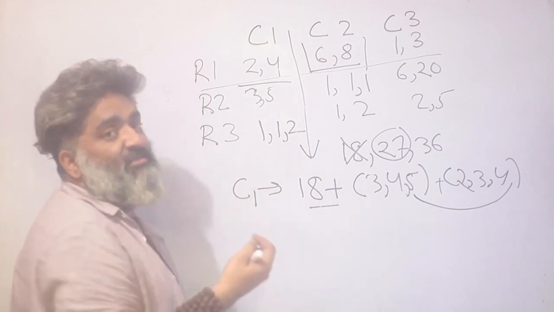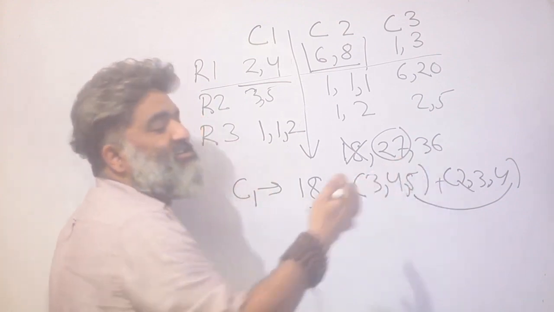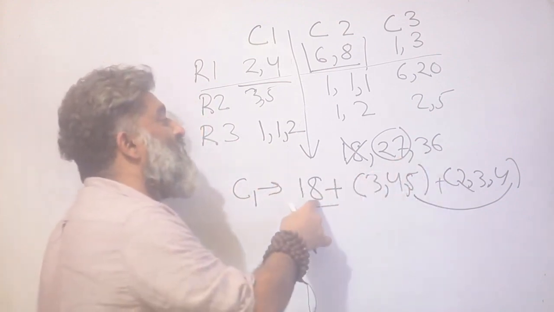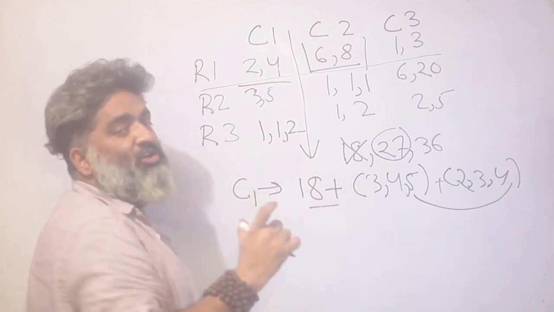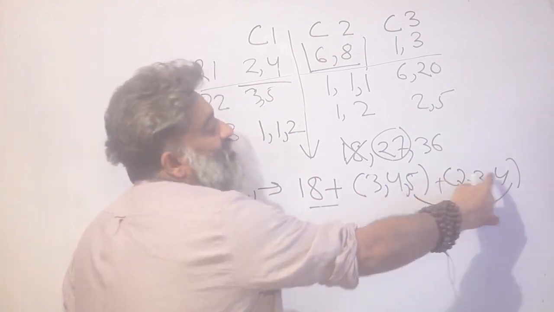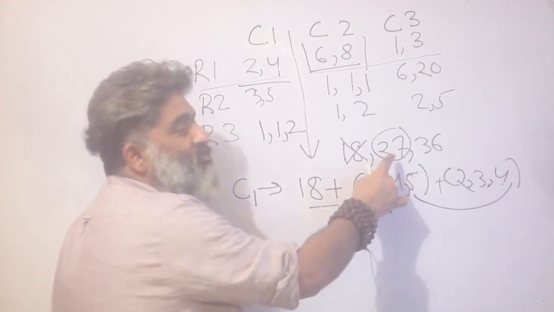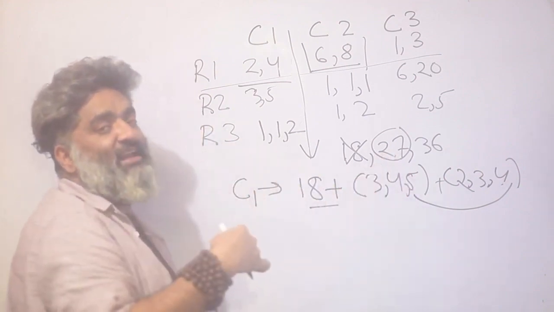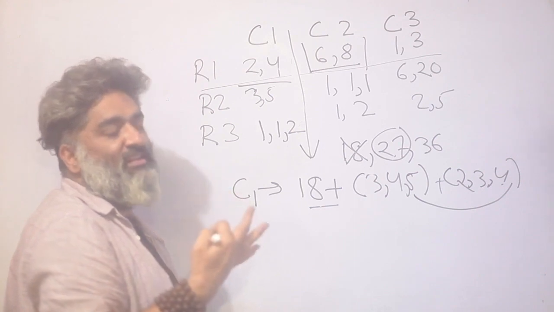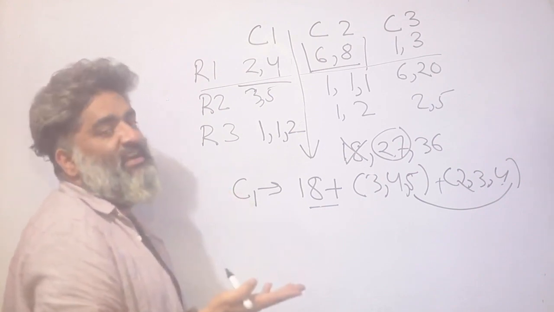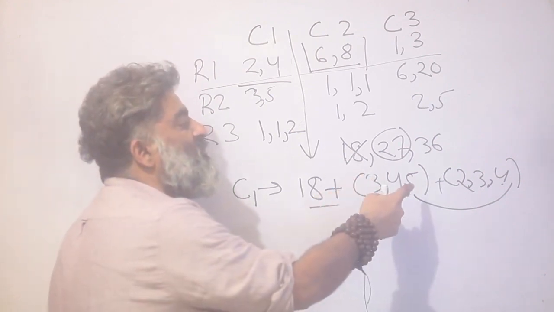Is there any other possibility? Can I jump to 36? No, I cannot, because to go from 18 to 36, I will need a total of 18. The maximum extra possible is 9. But if I do 18 plus 9, I will get 27. 27 divided by 9, the number of pouches, will give me 3. That means my average is an integer number. That means this story is going to work for me.